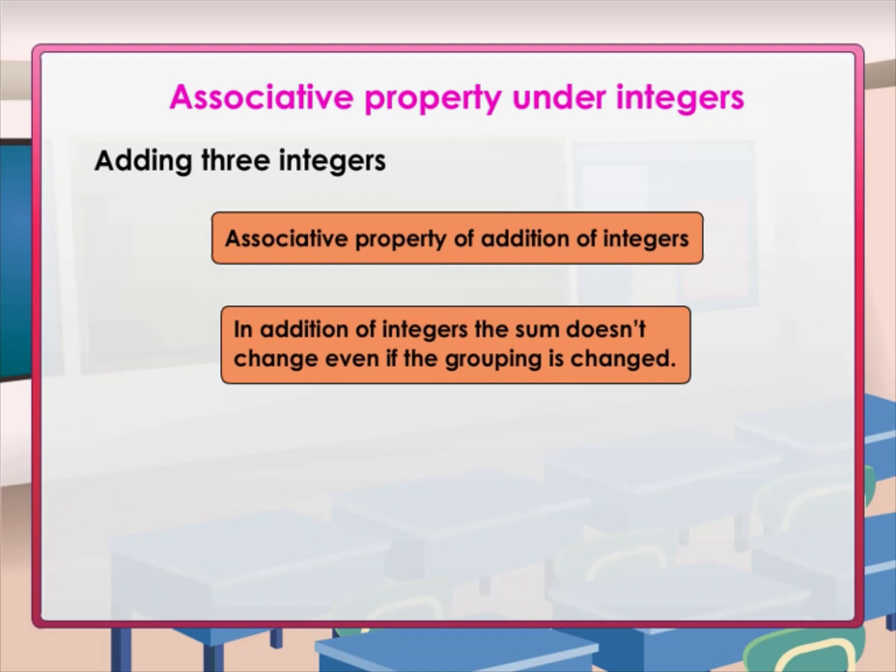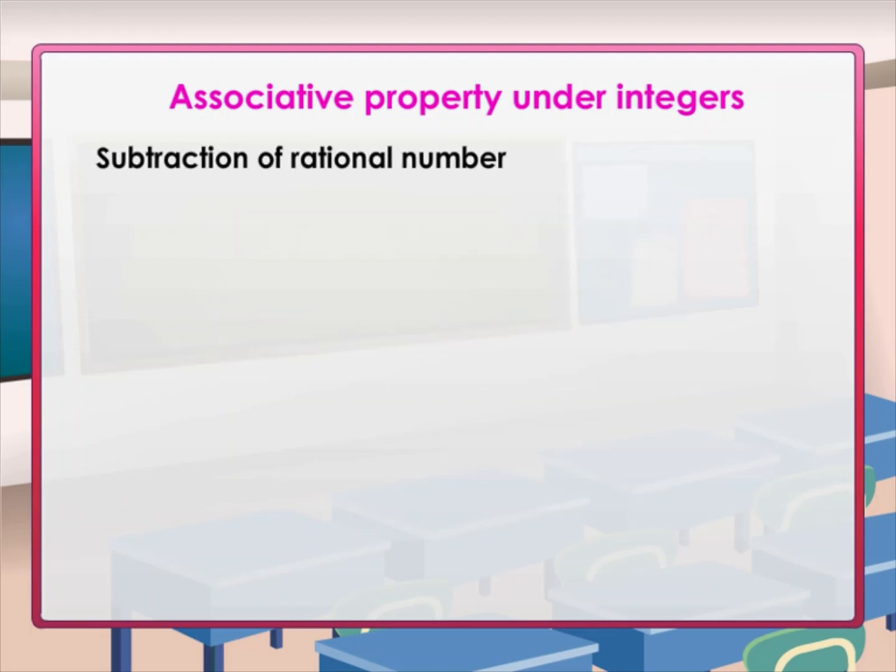What do you learn from this? We can say, in addition of integers, the sum doesn't change even if the grouping is changed. This property is called associative property of addition. Now we shall learn associative property related to subtraction of integers.